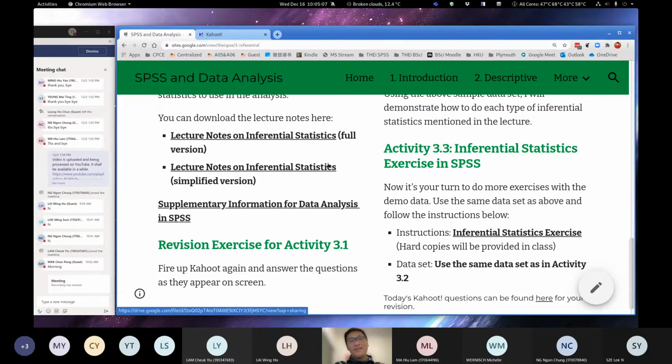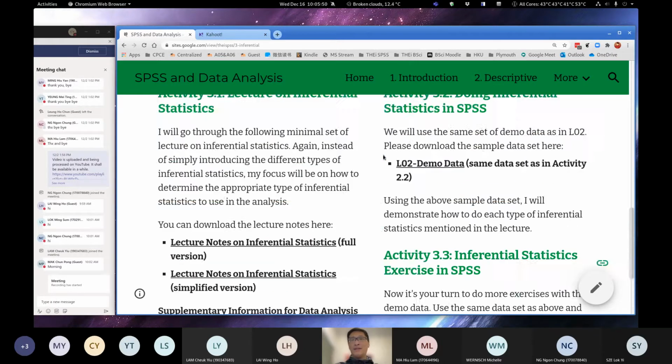3 years ago, when I first taught this topic in the SPSS class, I was using the full version. The full version is a little bit more detailed, but later I found that the students found it too challenging to learn in this full version of the lecture notes. So that's why later I developed a simplified version of the lecture notes. So in today's class, I am going to use the simplified version of the lecture notes, but if you need more help or you need more details, you can refer to the full version later. Okay, so that is what I'm going to do today.